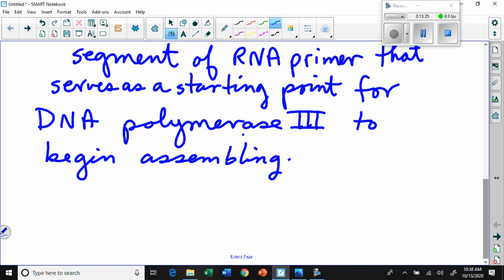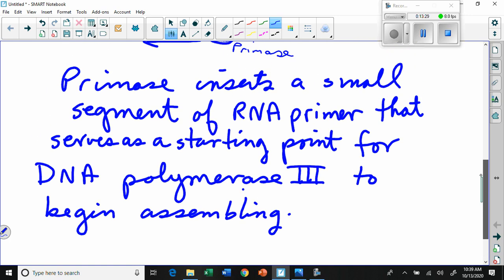the DNA. We can go slow on this. Primase inserts a small segment of RNA primer that serves as a starting point for DNA polymerase 3 to begin assembling the new DNA strand. Why don't we say assembling the new strand?